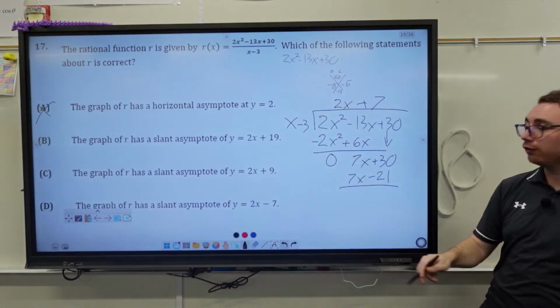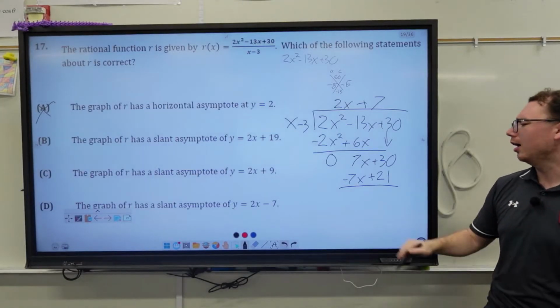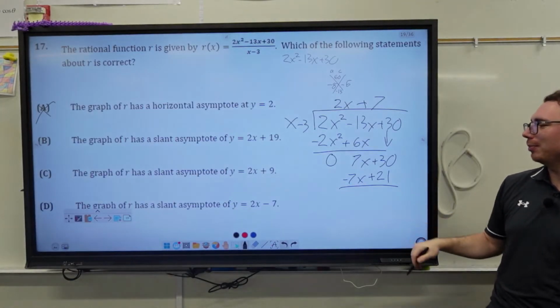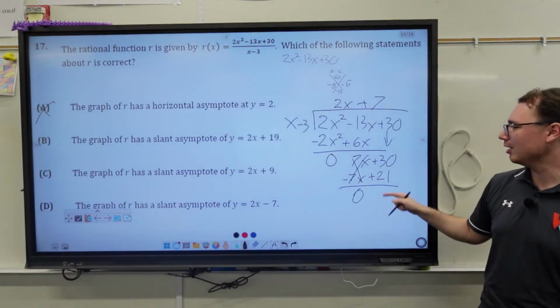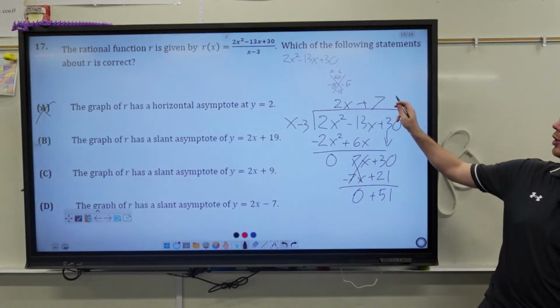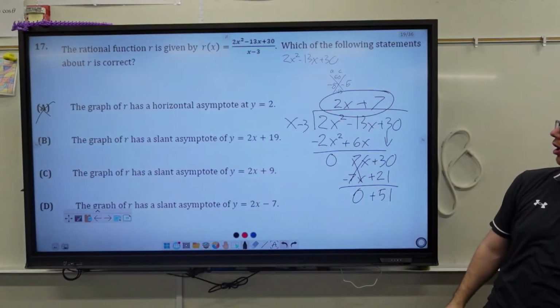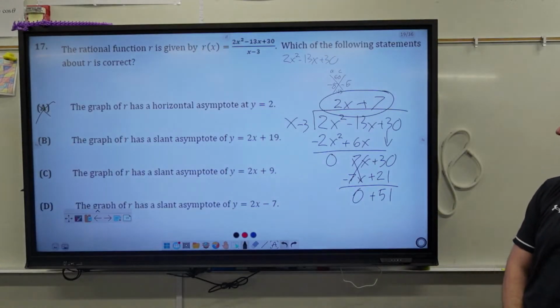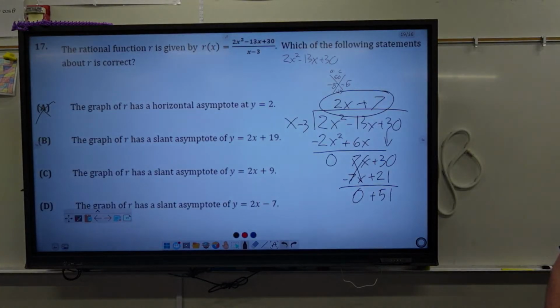Now I do keep, change, flip, making that negative, making that positive. Not keep, change, flip. Just changing the polarity of everything. 7x minus 7x here. These cancel out to give me 0. And then we have a remainder of plus 51. So we know that this is the equation for our slant here. So we know that I did something wrong here because we don't get a slant of that there.